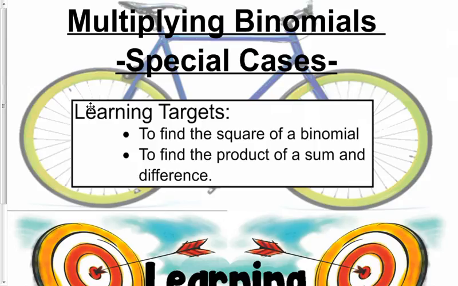Hello, hello. We've got another video here, continuing our study on binomials and polynomials. This section is going to be talking about multiplying binomials again, only we're going to look at two special cases. So we have two learning targets. The first one is to find the square of a binomial, so squaring something with an exponent of 2. And the second one is to find the product of a sum and a difference. And you'll see exactly what that means in just a little bit.